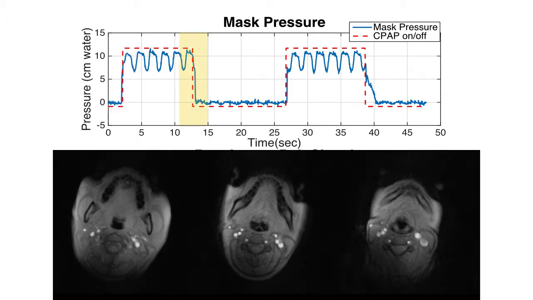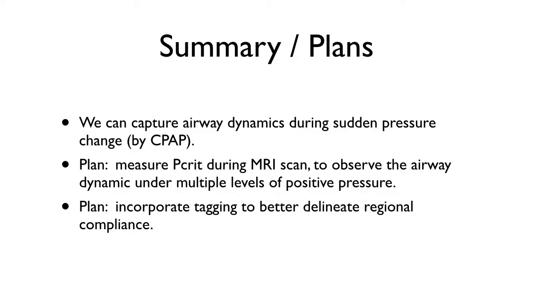And here's another video as it's being turned off. So you can see the airway close slowly as it's being turned off. And when the video loops, you might see a rapid transition in the opposite direction. Okay, so our plans for this: we noticed that we can capture airway dynamics during sudden pressure change, in this case instigated by CPAP. And our plan is to try to measure a peak rate during an MRI scan to observe the airway dynamics under different levels of positive pressure.